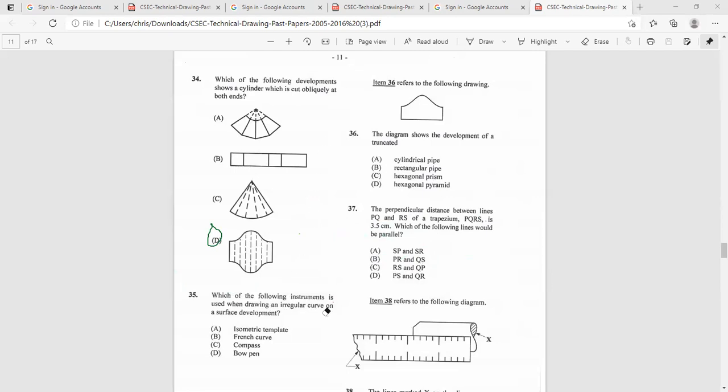Which of the following instruments is used when drawing an irregular curve on a surface? French curve. That's B, French curve.